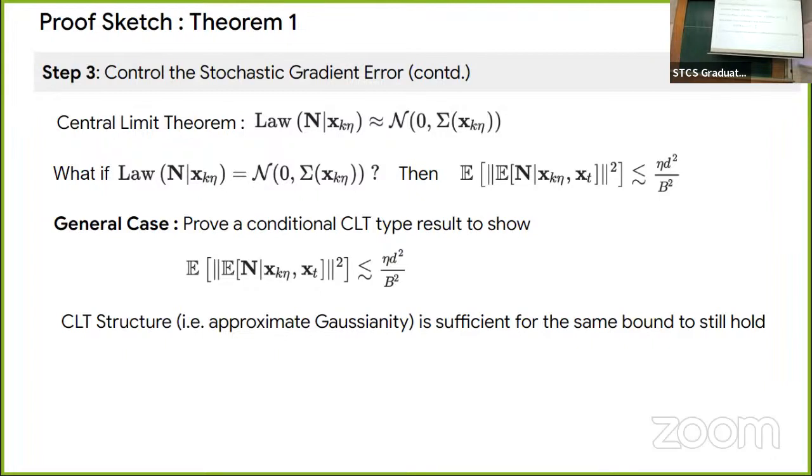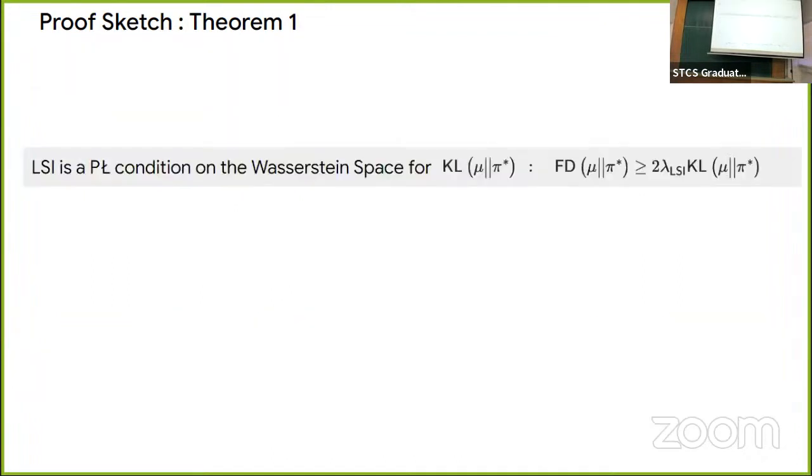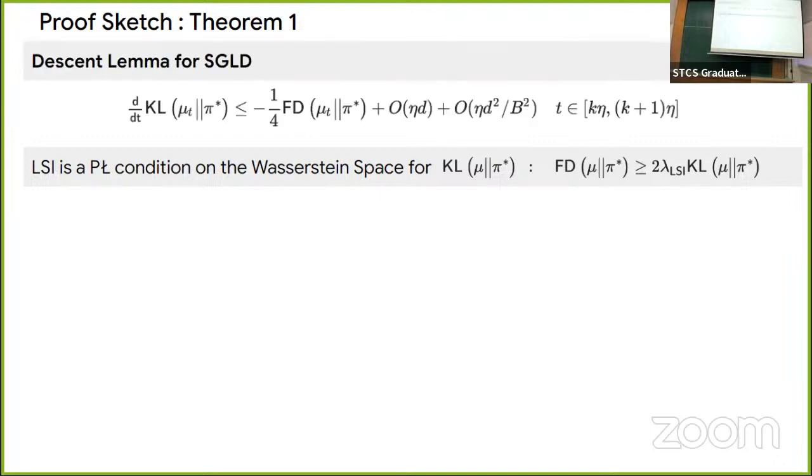So then the descent lemma becomes dKL/dt is minus 1/4 the Fisher divergence plus the time discretization error plus the stochastic approximation error. So we get these three things. And since LSI is a PL condition on the Wasserstein space, we have the same Log-Sobolev inequality, that is, Fisher divergence is at least 2 lambda times KL divergence.